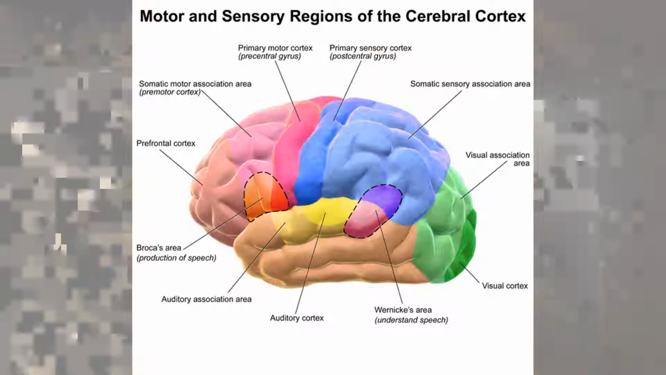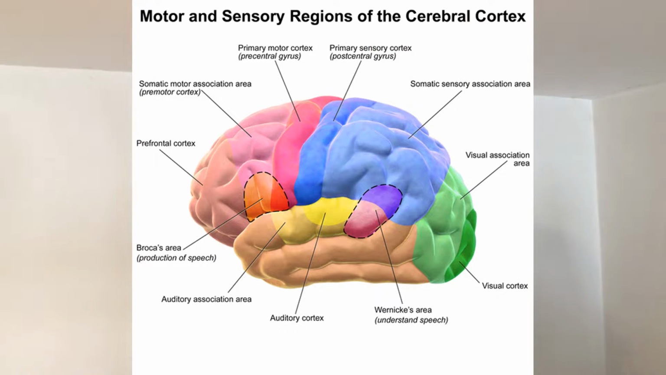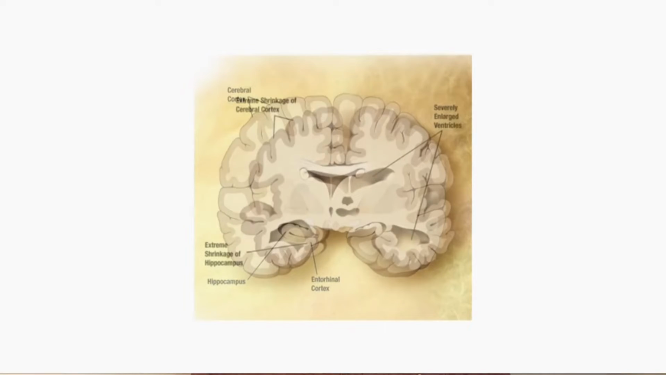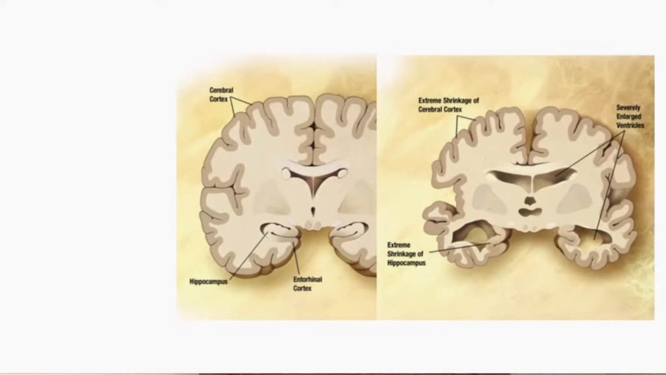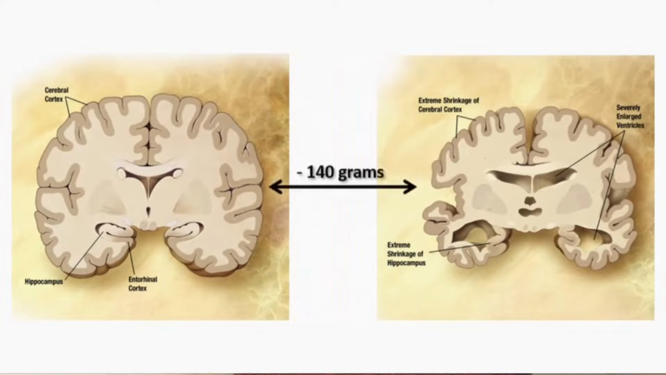And now as the disease progresses, we see degeneration of other regions of the cortex, and this is a very critical area of the brain. It's responsible for things like learning, language, attention, perception, consciousness. It is essentially you. And by the end of it, a patient has lost an average of 140 grams of brain tissue. Just to put that in context, that's about the weight of this apple.